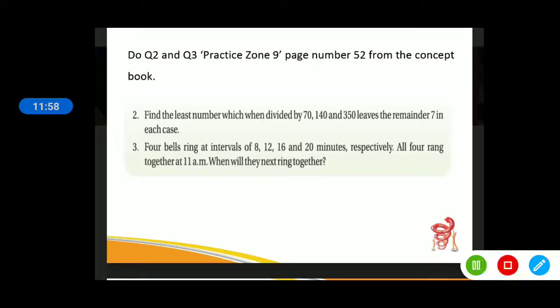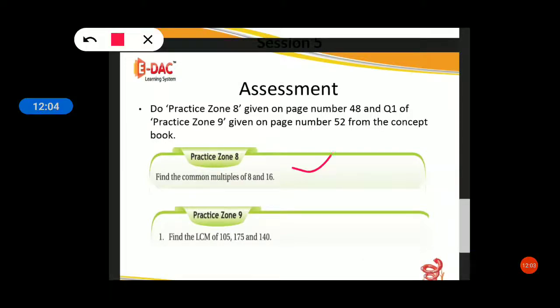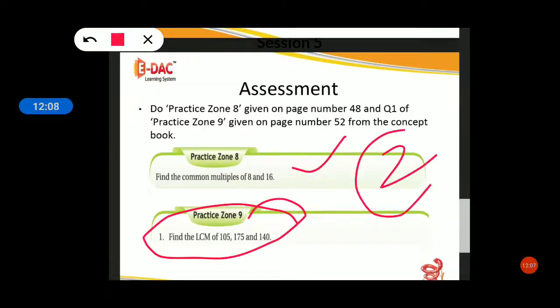Try to solve practice zone 9. This is practice zone 8 and 9. Okay students, you need to find the common multiples of 8 and 16, as well as find the LCM, and the other two questions which I have explained before. Okay, one question here, 1, 2, 3. So totally 4 questions you need to solve.